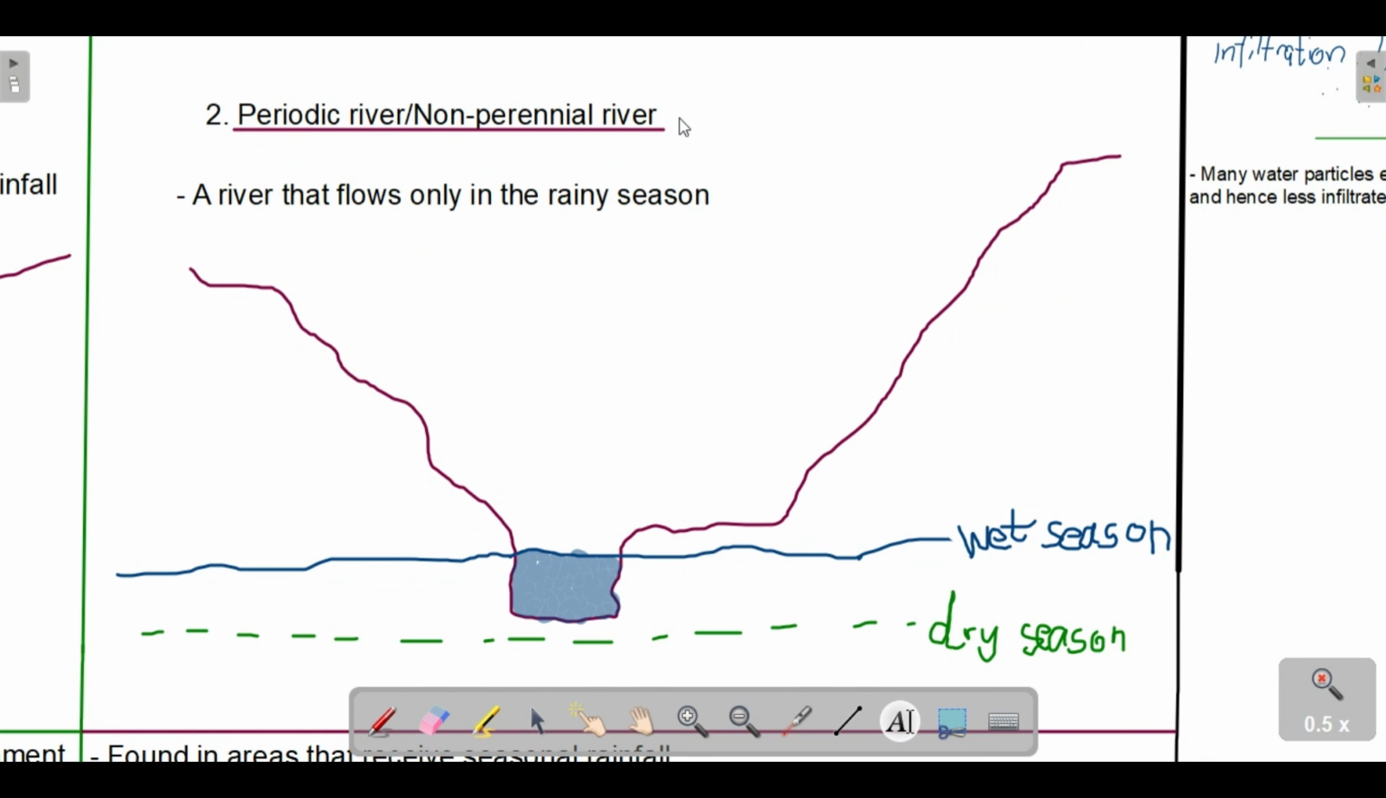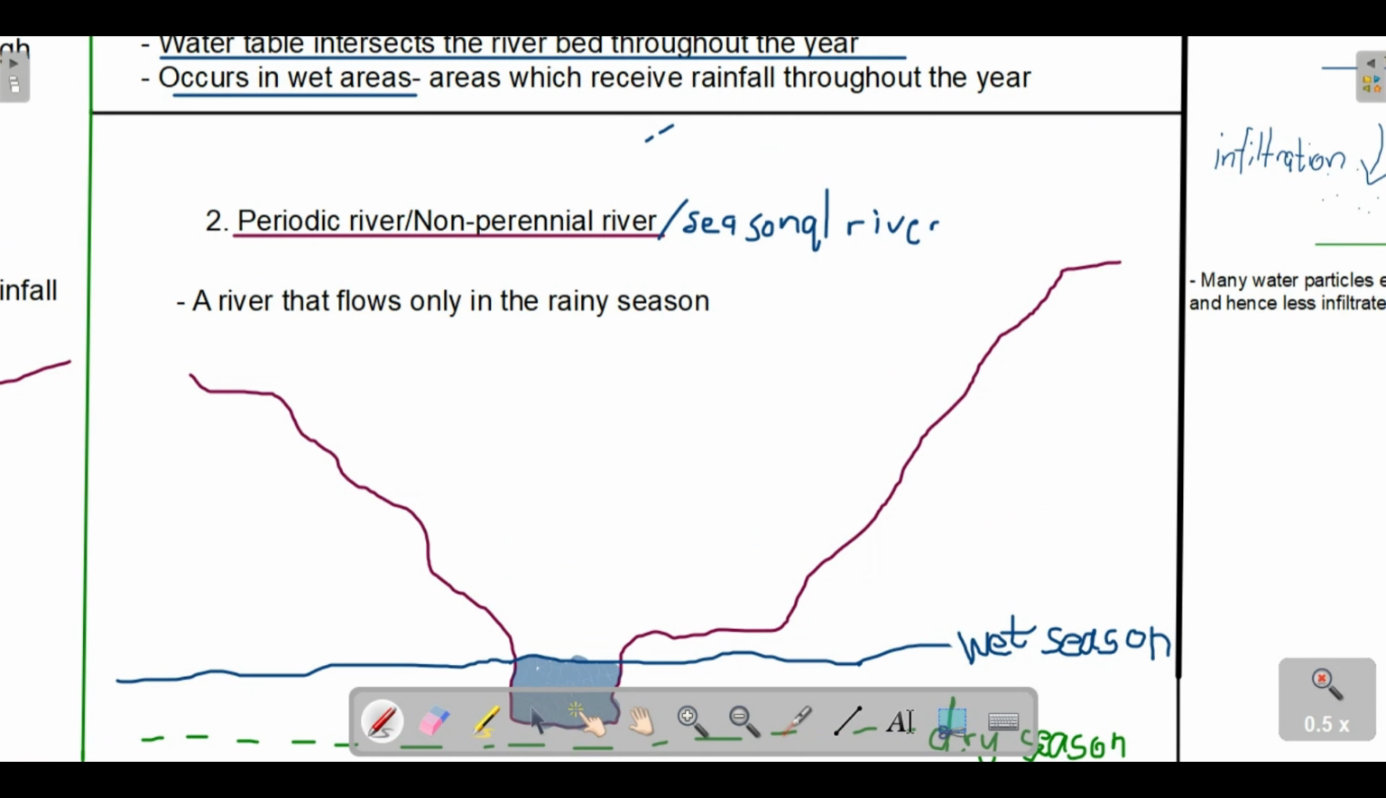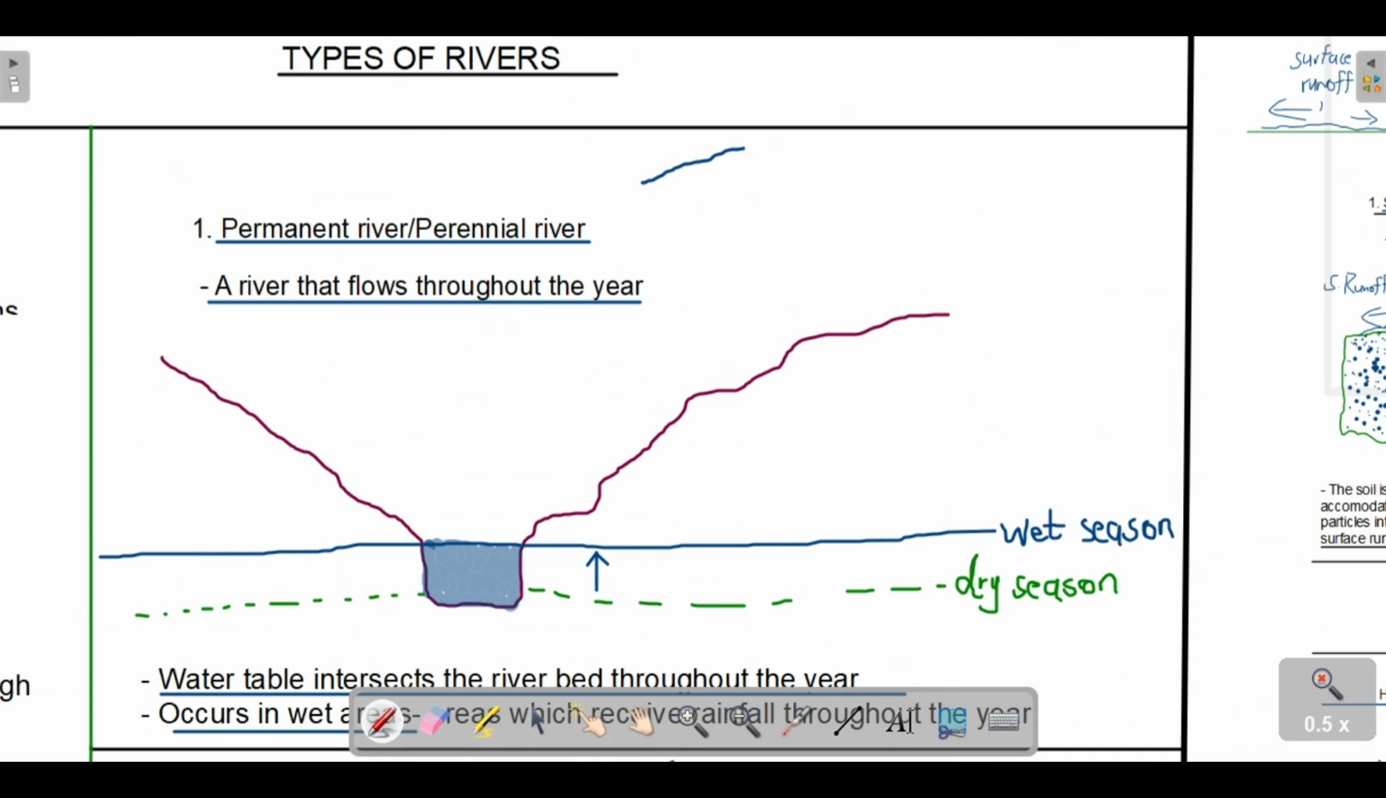So we call it the periodic river or non-perennial river or seasonal river. Now this river can be identified in the topographical map as a dotted line. So the river with the dotted blue line, that's the non-perennial river. That's the seasonal river. And the river represented by the blue solid line, that is the perennial river.